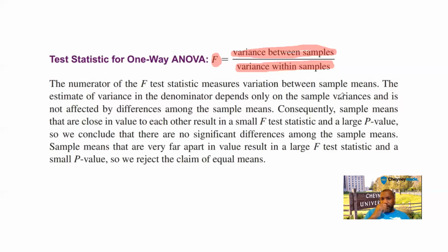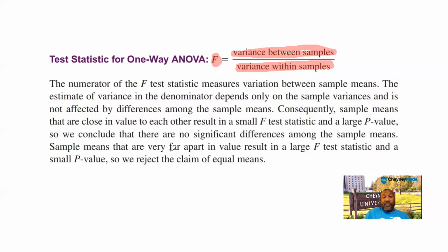As a result of that, they argue that sample means that are close in value result in a small F test statistic. And that's because the between sample variance is small. There's no difference, so the numerator is small. Since the numerator is small, you're going to have a small F value. But you'll have a large P value, though I'm just going to leave P value out. I don't even want to talk about that.